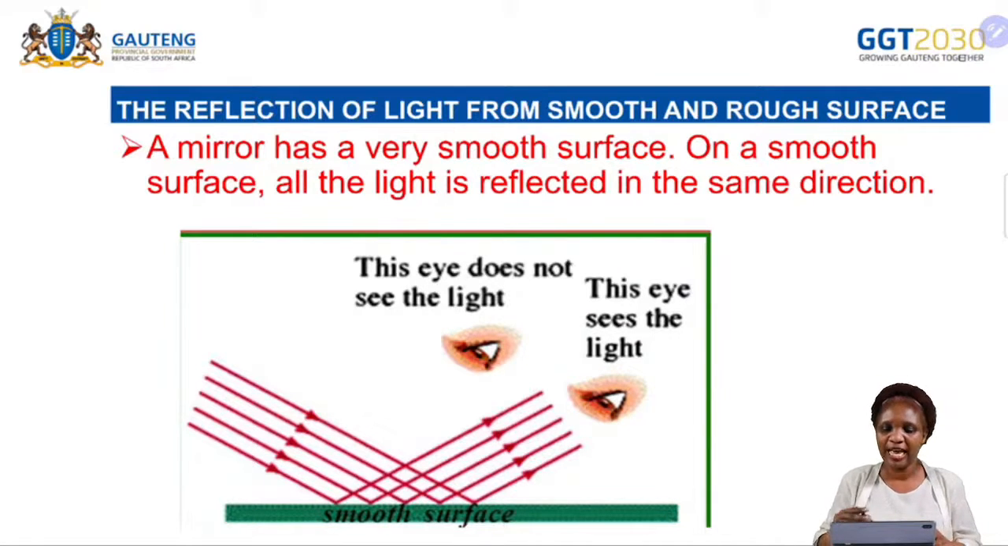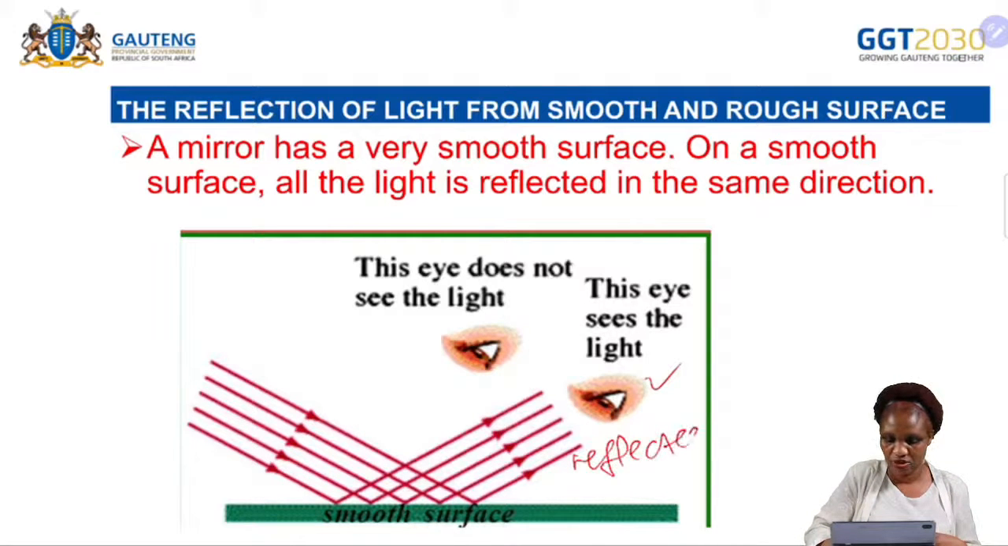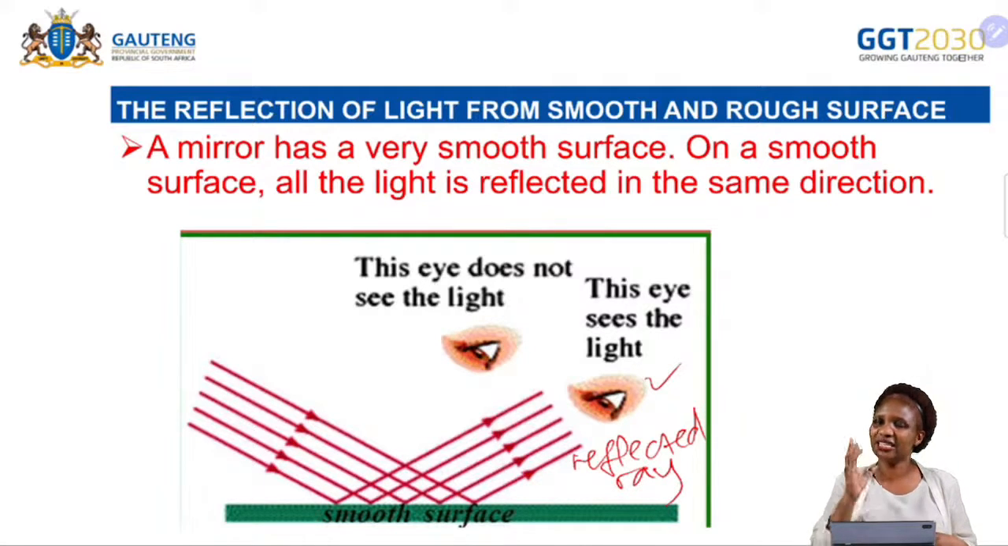Okay. And then let's look at these eyes. This eye sees light. Why is it seeing light? This eye here. It is seeing light. Why? Because there is a reflected ray. This is the reflected ray. Remember what we said about the reflected ray. We said the reflected ray is the outgoing ray. Okay, it is the outgoing ray. This is what comes to our eyes. And then it will be interpreted by the brain as to what we are seeing.